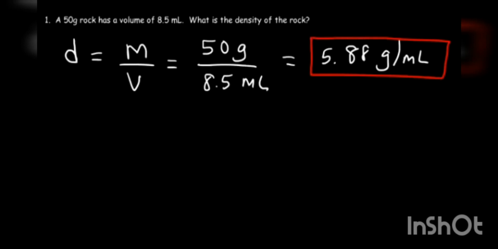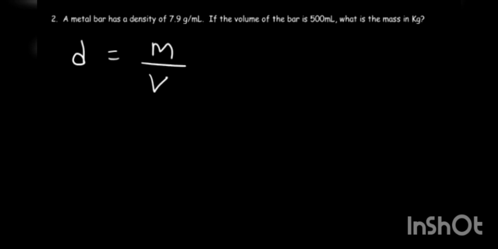Okay, let's check if you are given a question where you need to find the mass instead of density. Let's check this question, where the question says a metal bar has a density of 7.9 milligrams. If the volume of the bar is 500 milliliters, what is the mass in kg? Okay, so density is equal to mass over volume, but this time around we're asked to find the mass.